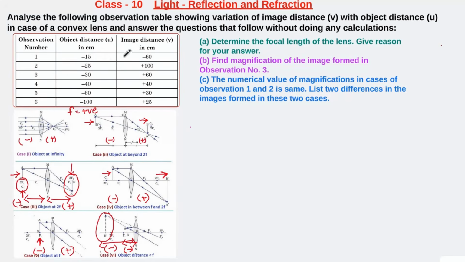Now for the various positions of the object, the image distances are recorded. But when you get this type of question, look at this observation table and see which two values are the same. Now we see that in this case, the fourth observation has the object distance as -40 and the image distance as +40. So in this case, the numerical values of the object distance and the image distance are the same. It means that when the object is placed at a particular distance from the optical center, the image is formed at the same distance from the optical center on the other side. That is, the object distance and image distance are equal.